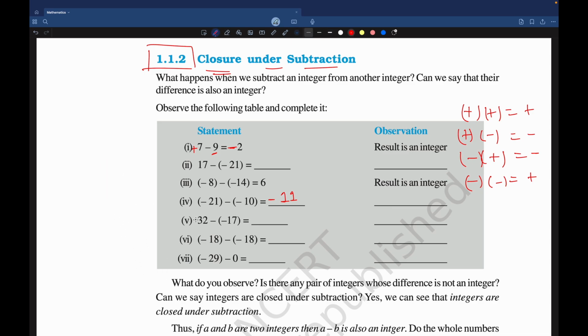Now next example, minus into minus is plus, it will be 32 plus 17, that is 7 plus 2 is 9, and 3 plus 1 is 4, answer is 49. In this case minus 18, minus into minus is plus, minus 18 plus 18 is 0, and in last example answer will be minus 29. So we can see that all the answers are integers.